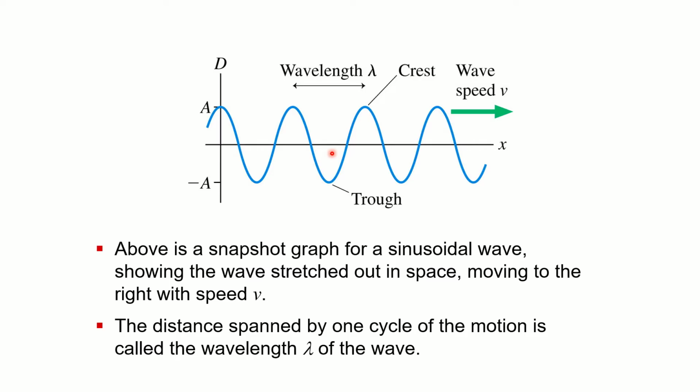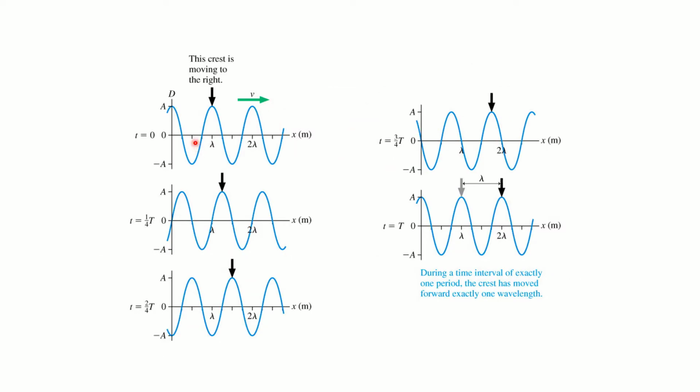Now, that's not as quantitative a definition as we want for wavelength. The way I prefer, and the way the book describes it specifically, is that we can think of the wavelength as the distance spanned by one cycle of motion, right? And to see how that works, let's do some of those motion diagram type snapshot graphs of this sinusoidal wave.